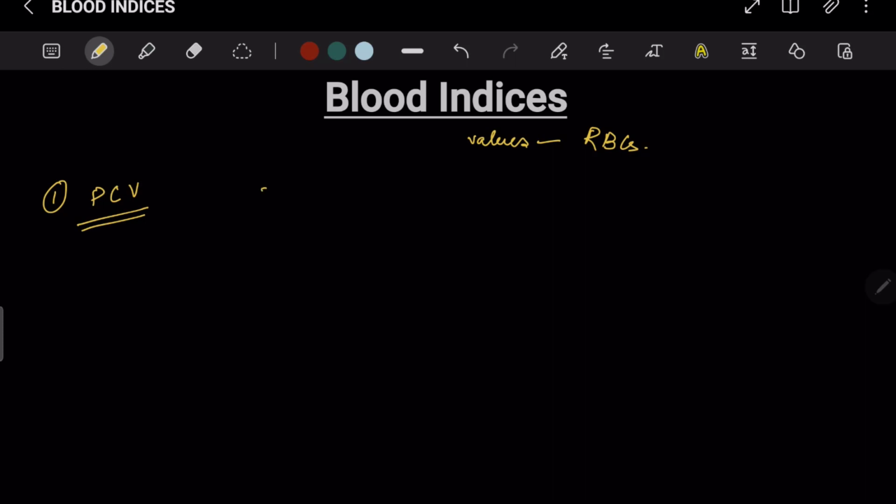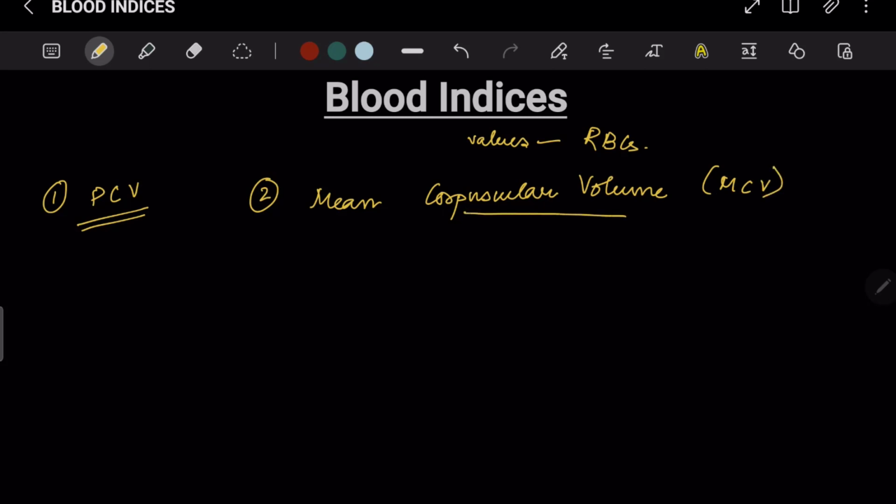Now, the second important blood index is the mean corpuscular volume, that is the MCV. Now, from the name itself, we get to understand that mean is the average, corpuscle resembles the RBC, and volume. So, it is basically the volume of a single RBC. Now, how is it measured?